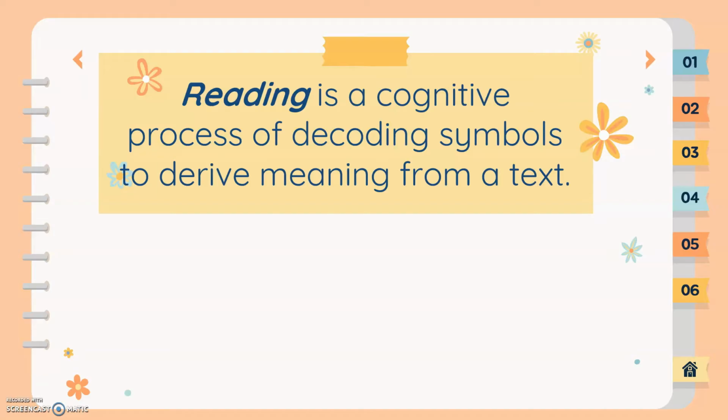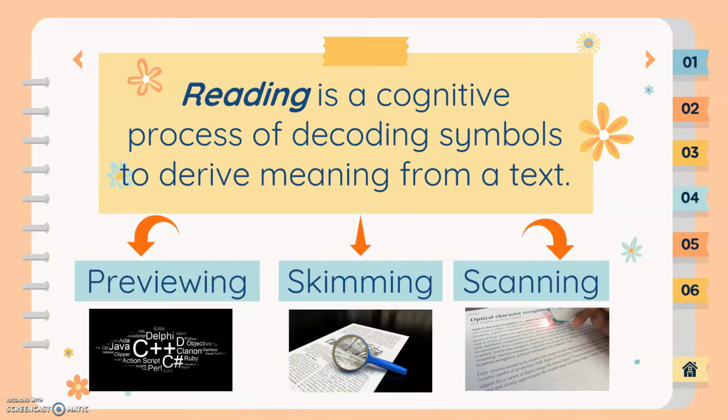There are three different reading strategies. We have previewing, skimming, and scanning. When we say previewing, it is looking at the readily visible parts of the text. It familiarizes you with the contents of the selection and focuses on the important information in the text. You have to take a look or have an overview of what you are reading.